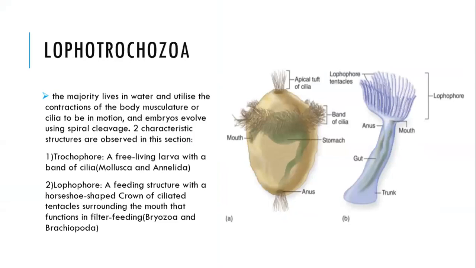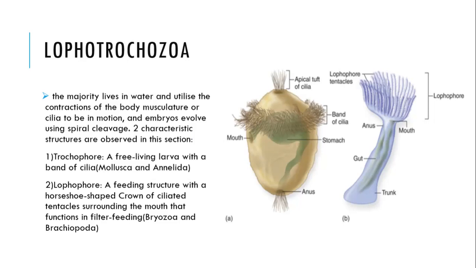Lophotrochozoans live mainly in water and achieve body movement either by contraction of their muscles or by cilia movement. Also, their embryo divides by spiral cleavage. Why? Because obviously they are protostomes. And as I said, protostomes divide by spiral cleavage, whereas deuterostomes divide by radial cleavage.